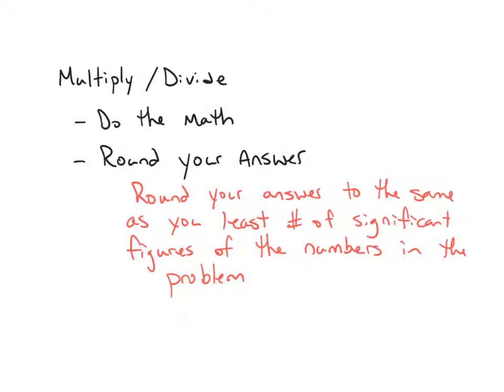Now this is why it was so important that on a previous day or in a previous video lesson we talked about identifying the number of sig figs in the problem, because now once you've identified the sig figs of the numbers that you multiply or divide, then you round your answer based on the lowest number. And here's an example.